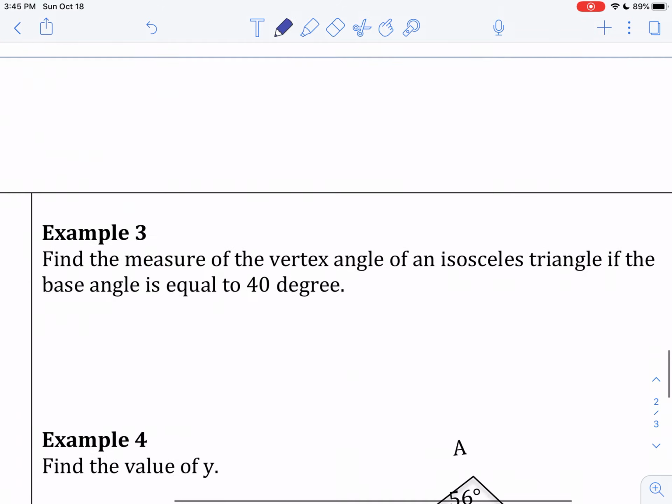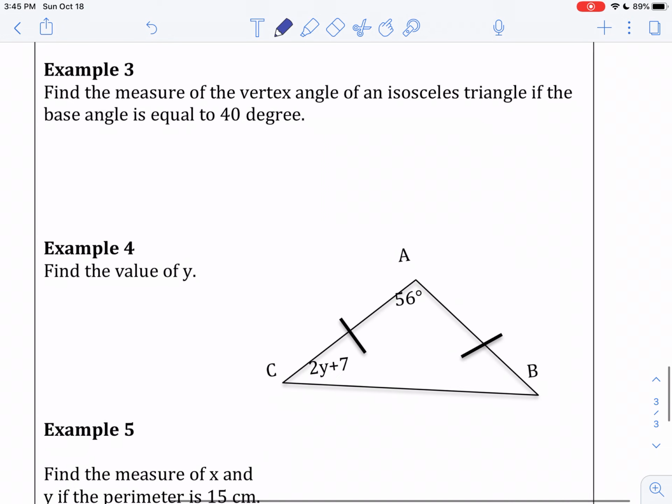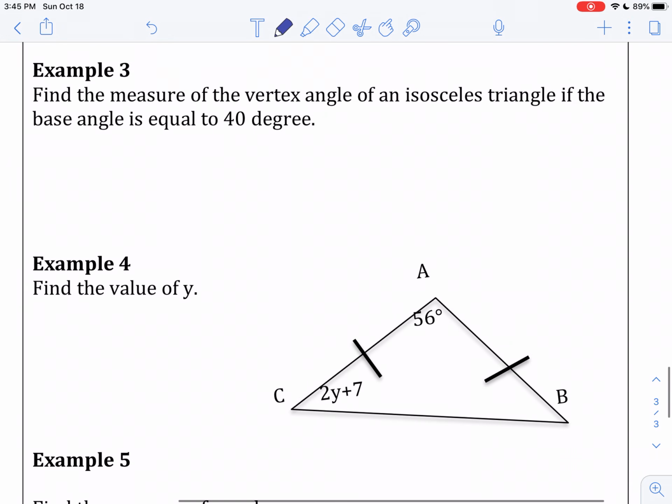Okay, moving along. All right, so this is the same type of deal, but now in terms of words rather than in terms of a picture. So what I would suggest that you do here is read through the problem, draw a picture to kind of visualize where everything's going, and then try to solve it.